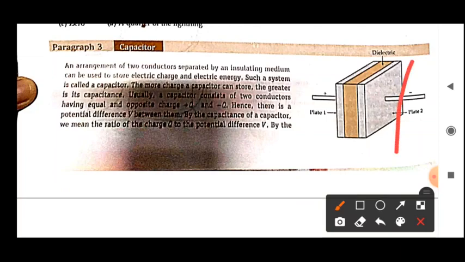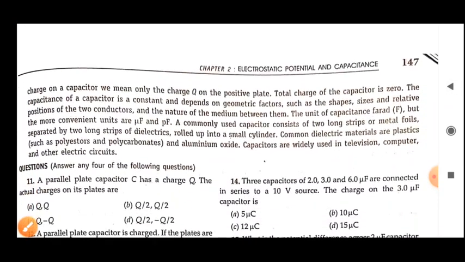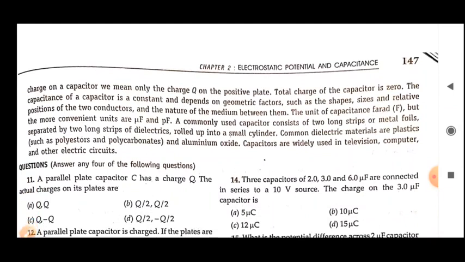Next, students, the capacitance of a capacitor is a constant and depends on geometric factors such as the shape, size and relative positions of the two conductors and the nature of the medium between them. The unit of capacitance is farad, but more convenient units are microfarad and picofarad, because a 1 farad capacitor is very large. If you had to make a 1 farad capacitor, its size would be about 10 power 6 times the size of the earth. That is not possible to make. That's why capacitors have very small units, microfarad or picofarad.